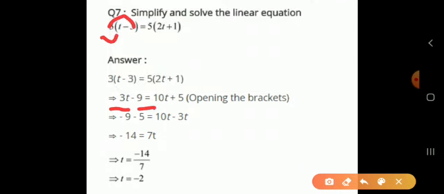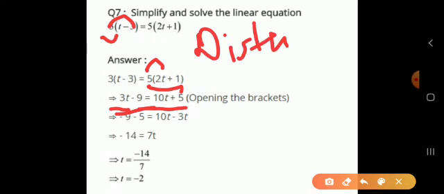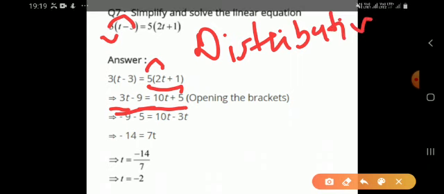Then 5, here also the distributive property will apply. 5 will be multiplied with 2t, it becomes 10t. Then 5 is multiplied with 1, so plus 5 into 1, that is 5. So this is the term we are getting, for which we have used the distributive property.